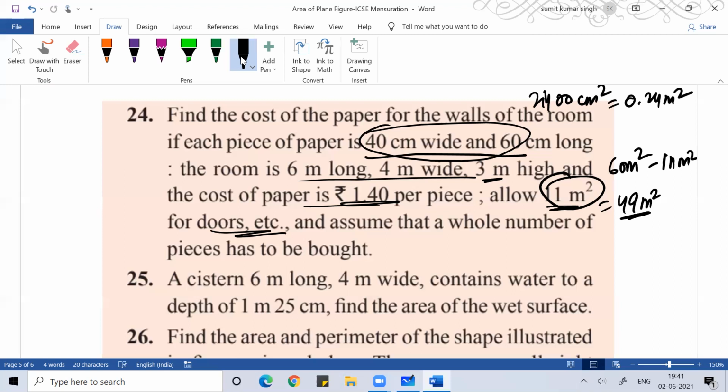Okay, then what will I do? We have to find the number of pieces of wallpaper. I think we can divide 49 by 0.24, right? They are giving the cost of one piece of paper as 1.4 rupees. Yes, sir. First we have to find the number of pieces. So 49 divided by 0.24, into 1.4. This is our answer.